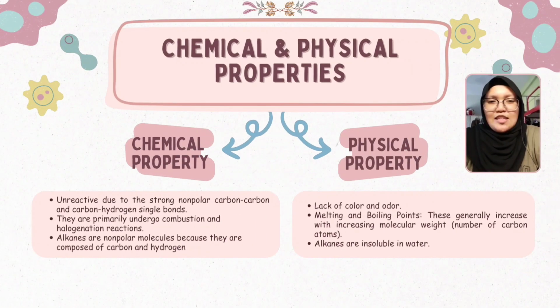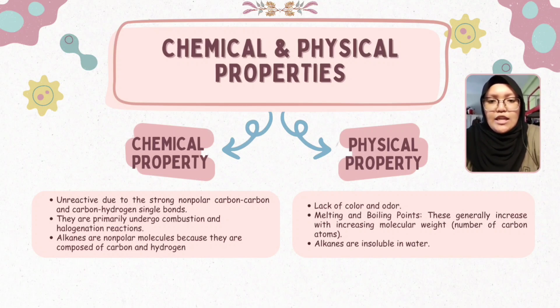Explore the fascinating world of alkenes by examining their chemical and physical properties. Alkenes are unique organic compounds with distinct characteristics that make them incredibly useful in our daily lives. Starting with their chemical properties, alkenes are remarkably unreactive due to their strong non-polar carbon-carbon and carbon-hydrogen single bonds. This stability means they don't easily break apart or react with other substances under normal conditions.